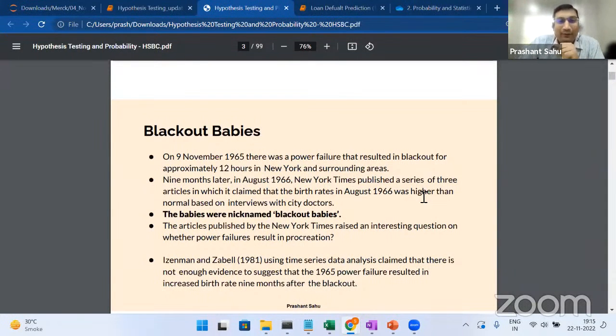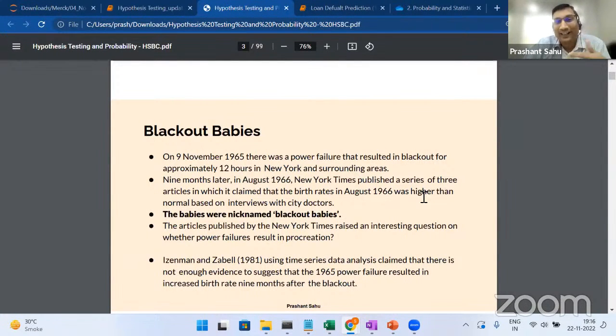Nine months later, it was found in August 1966. Who found? The New York Times, actually. They are the people who found, and not just found, they published a series of 3 articles claiming that the birth rate in August 1966 was higher than normal, based on interviews with the city doctors and all. So they called these babies blackout babies.